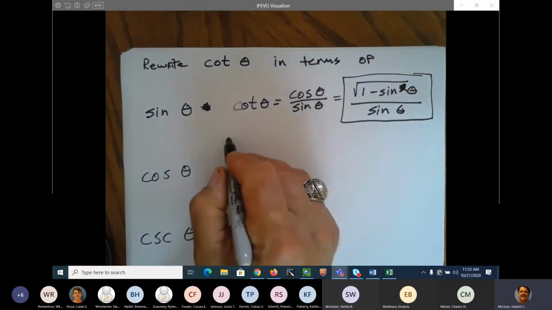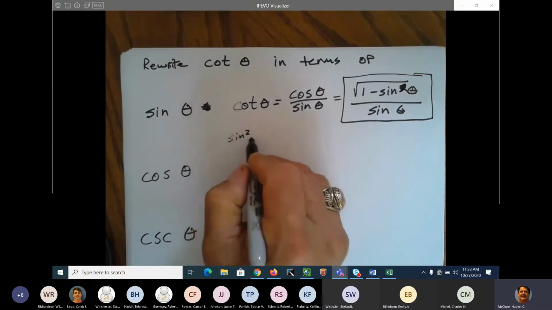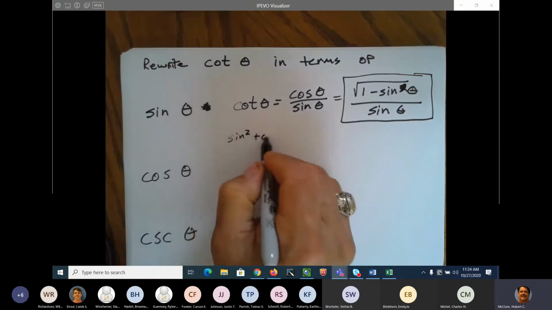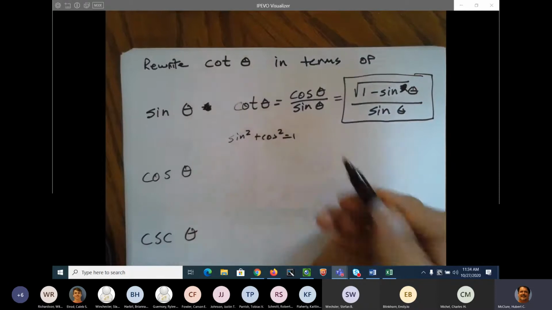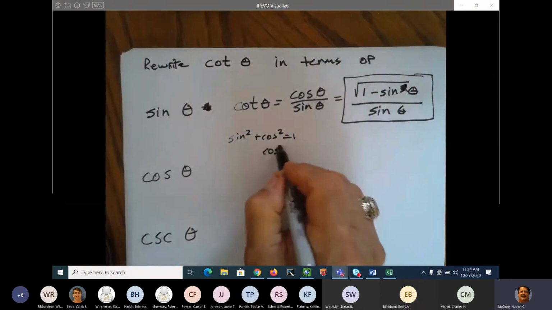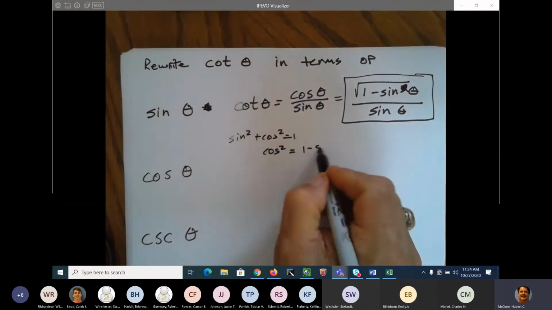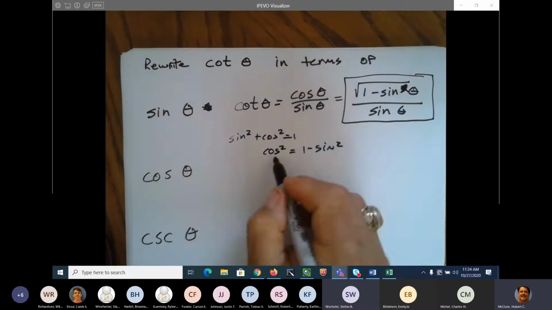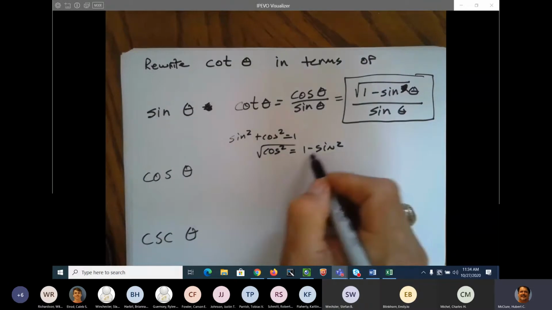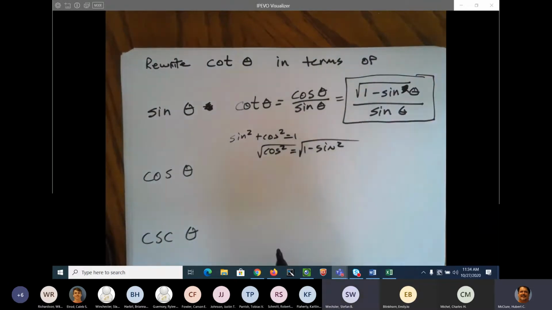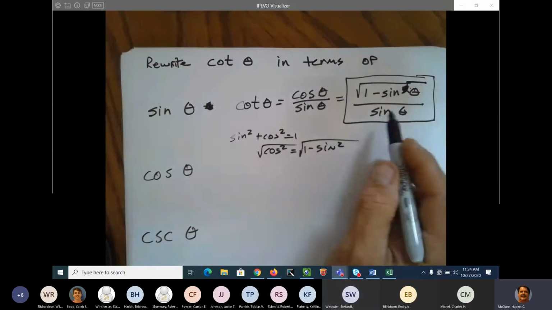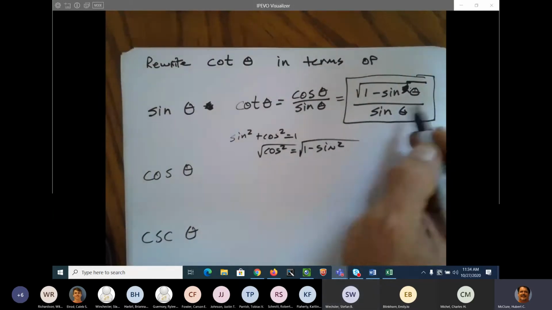You can do sine squared plus cosine squared is equal to 1. Cosine squared is equal to 1 minus sine squared. And then to make this cosine, take the square root of both sides. Yes, sir. That makes sense. Okay. Thank you. So that's your answer.